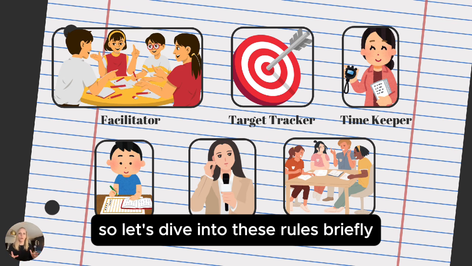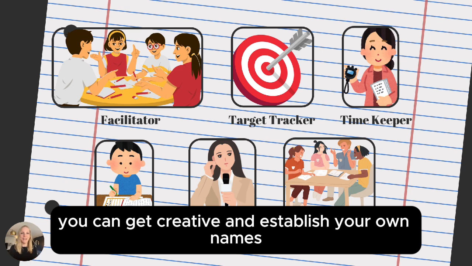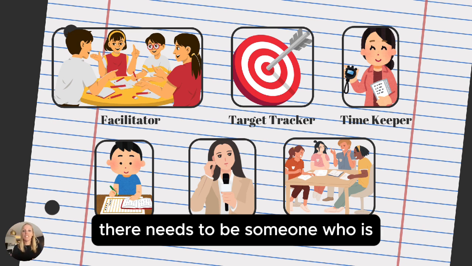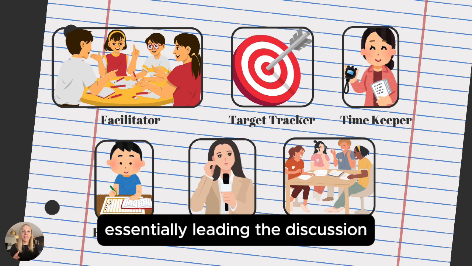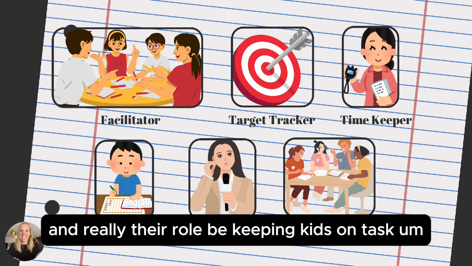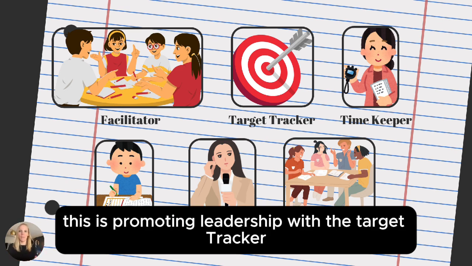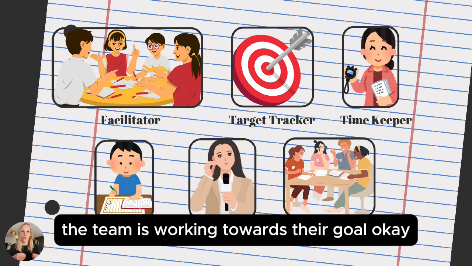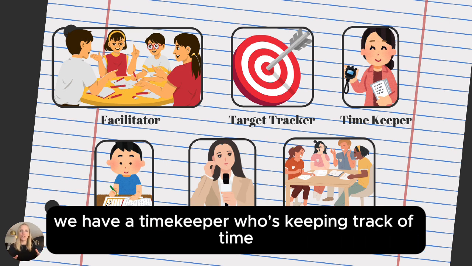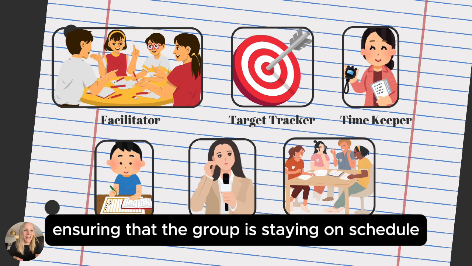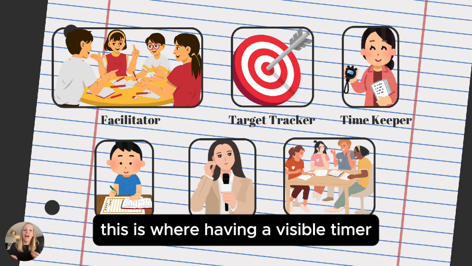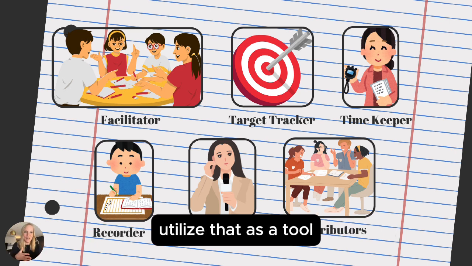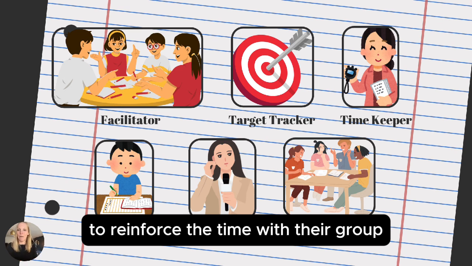So let's dive into these roles briefly, but just know you can get creative and establish your own names for these kinds of roles. So first of all, there needs to be a facilitator. There needs to be someone who is essentially leading the discussion, and really their role will be keeping kids on task. This is promoting leadership. We have the target tracker, which is the person who's making sure that the team is working towards their goal. We have a timekeeper who's keeping track of time and really ensuring that the group is staying on schedule. This is where having a visible timer during your activities is very important because that timekeeper can utilize that as a tool to reinforce the time with their group.